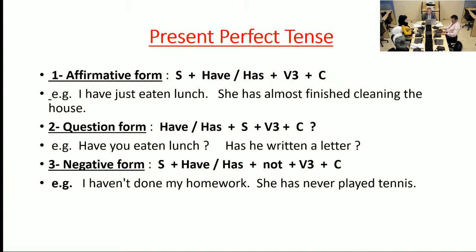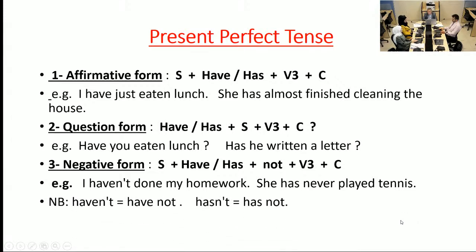As for the question form, we start with have or has. We start with the auxiliary verb. Have you eaten lunch? Has he written a letter? And for the negative form, we always add not to the auxiliary verb. Next, I haven't done my homework. She has never played. When we use never, we don't put not because never gives us the negative meaning.